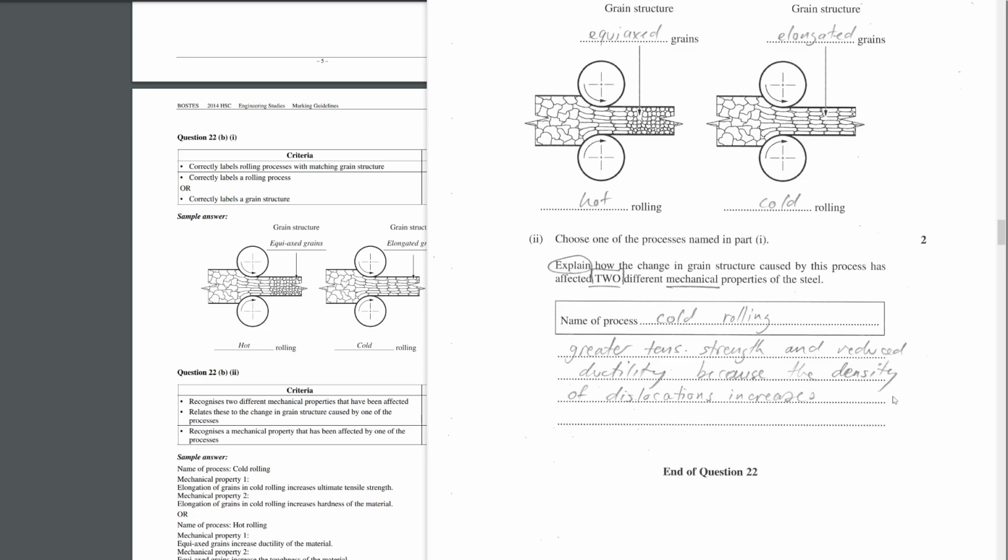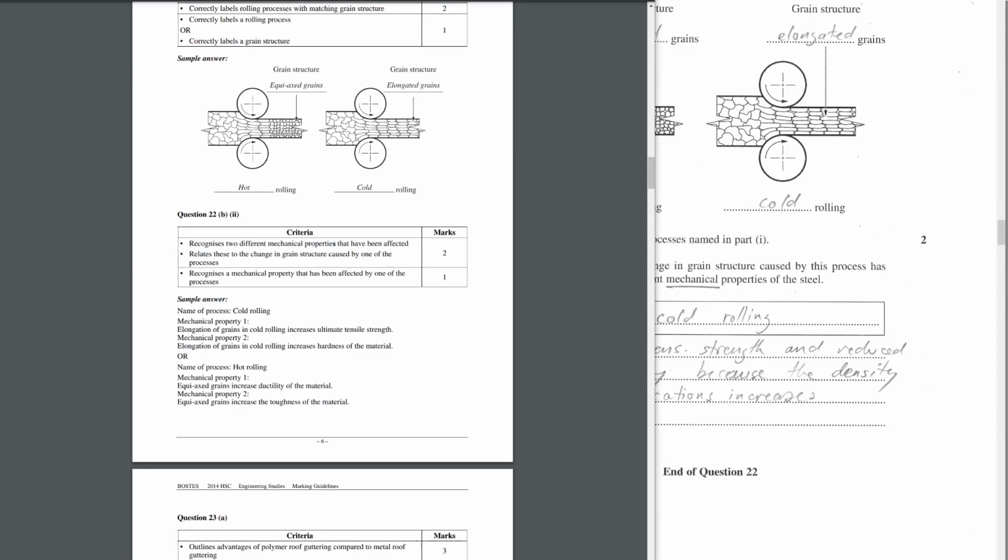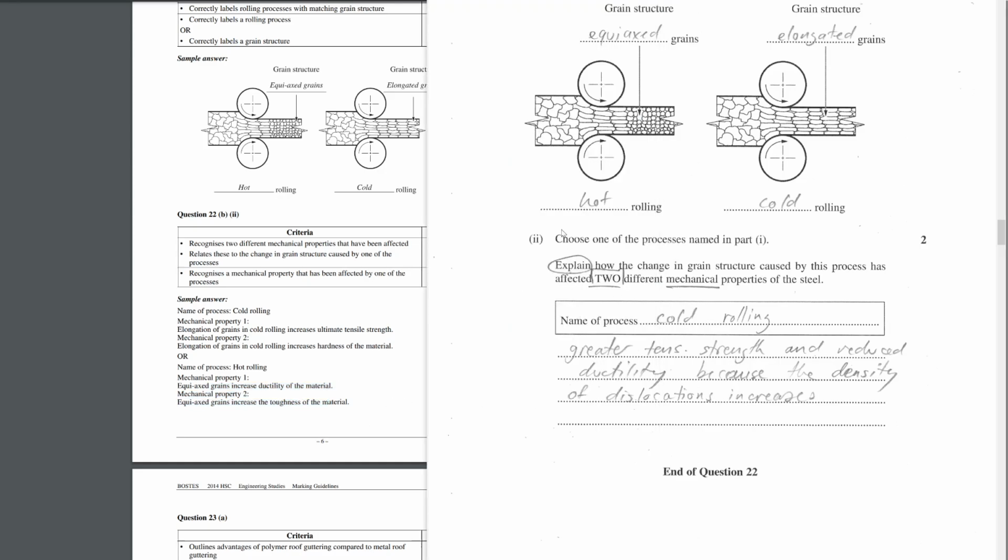Why? Because it has equiax grains. I don't like that. I feel as though it's a little bit circular, but it has reduced dislocation density. So here they said hot rolling, they said equiax grains, which result in... they really shouldn't have had an explain, because I think this is too hard for explain.